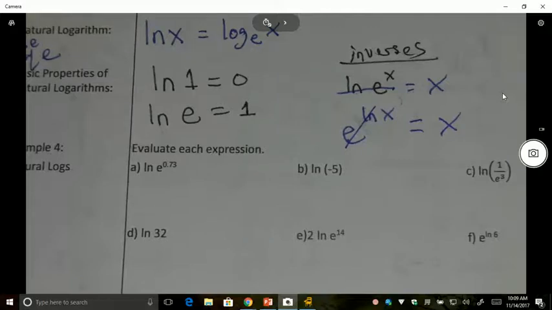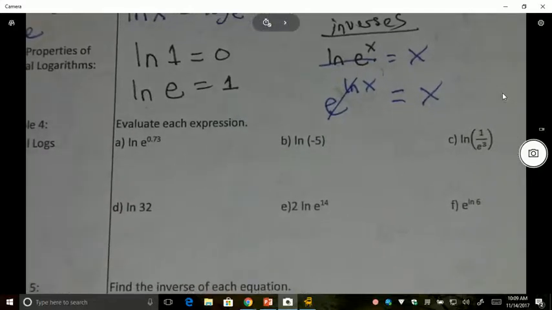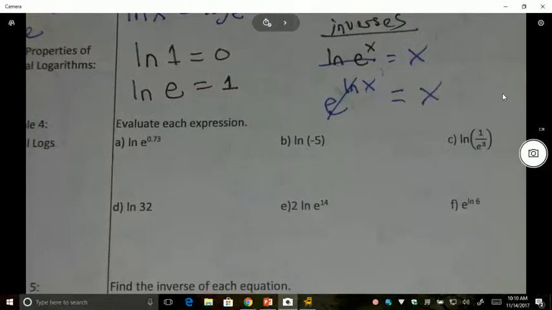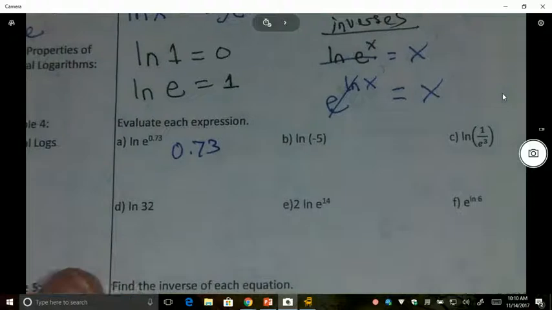Some of them might trick you, and there's some that aren't going to have a base of e, so you might have to use the calculator. But see if you can figure out some of them that you can get pretty quickly for A through E. Anyone have an answer for A? What is it? 0.73. That's correct, 0.73.